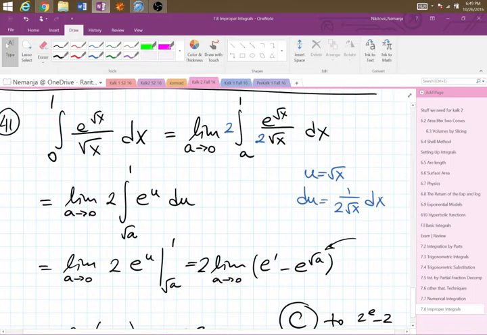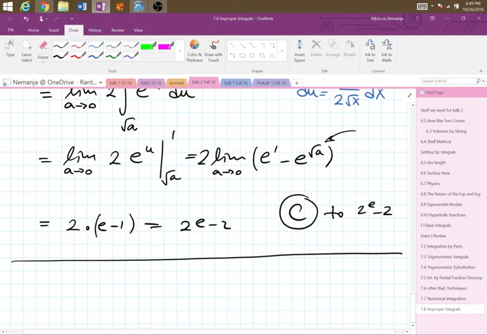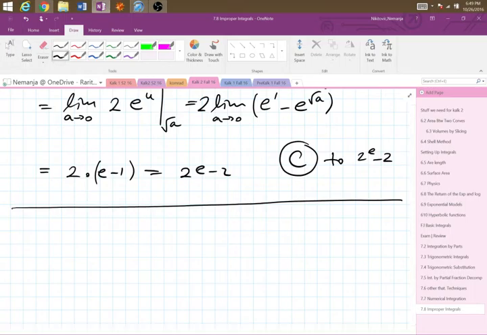All right, one more. The procedure is always the same. Figure out where the problem point is, where the vertical asymptote is, and then make sure that point is in the limit. Do the integral whatever way you can, and that's it.